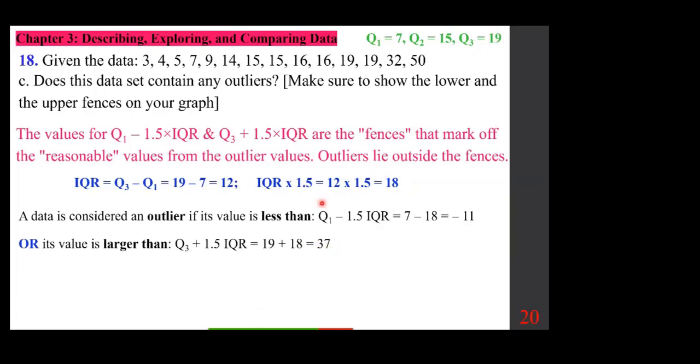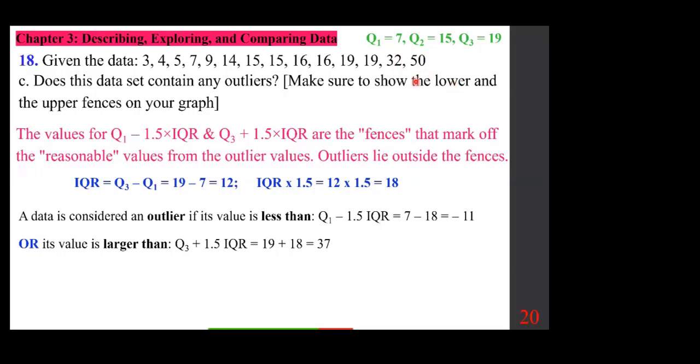Now we are going to look at the numbers, and please make sure when you look at the numbers, they are ranked so we don't make a mistake. So negative 11, we don't have to worry about on the left side. At 37, what is large? Anything larger than 37 is out. Therefore, clearly, number 50 is an outlier.